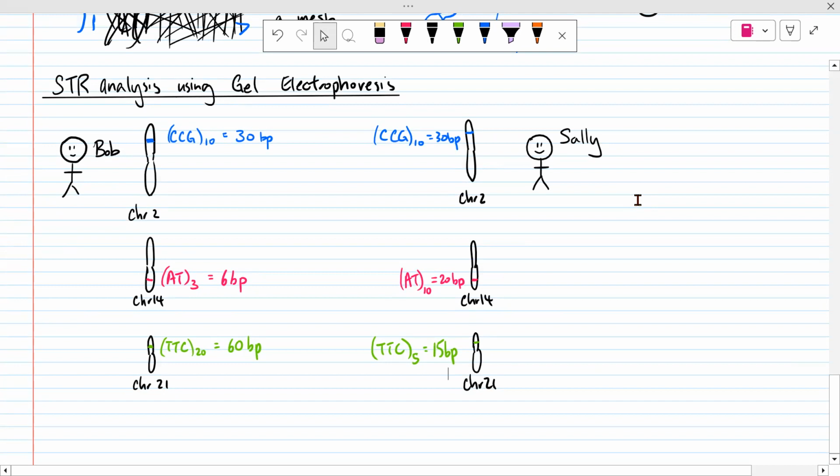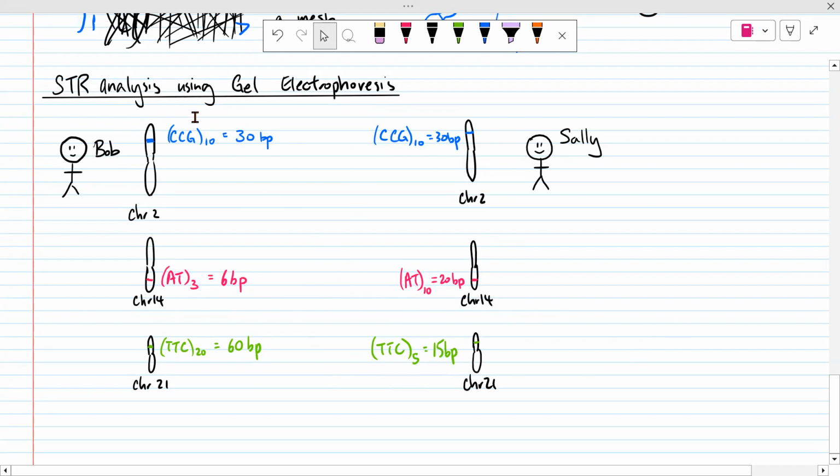So just to quickly recap, in case you don't quite fully understand it the first time, we are just looking at these short tandem repeats at different locations in the genome for 2 people, Bob and Sally. Okay. Some locations, they might have the same tandem repeats, repeated the same number of times. Other locations, they would be different.